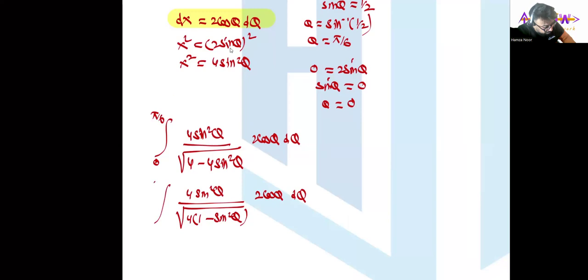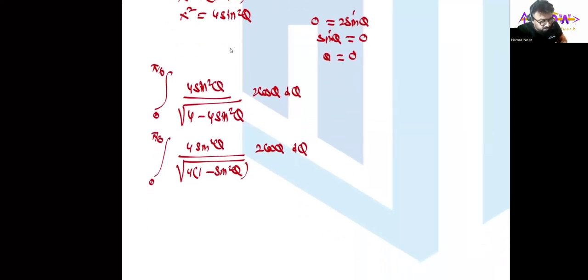Okay, and the upper limit is pi over 6 and the lower limit is 0. All right, so in place of 1 minus sine square theta, we can write the identity cos square theta, since you have studied the basic identity since P1 that sine square theta plus cos square theta is equivalent to 1. So cos square theta will be equivalent to 1 minus sine square theta.